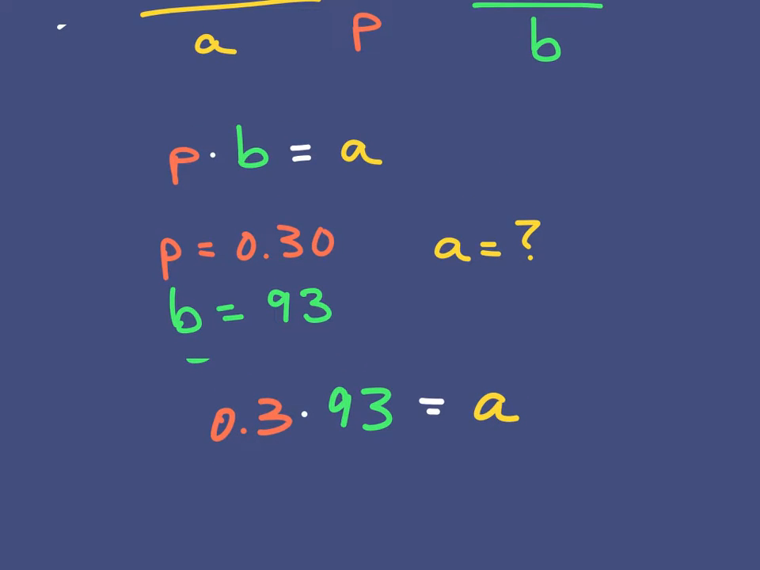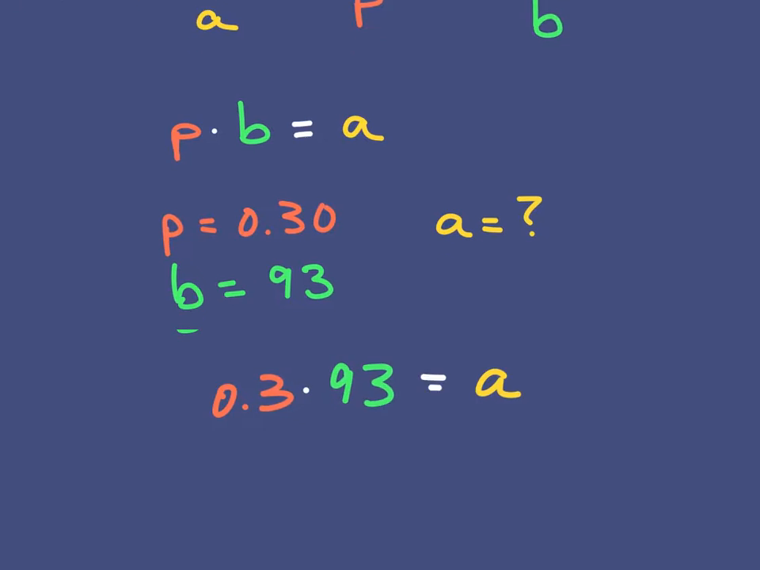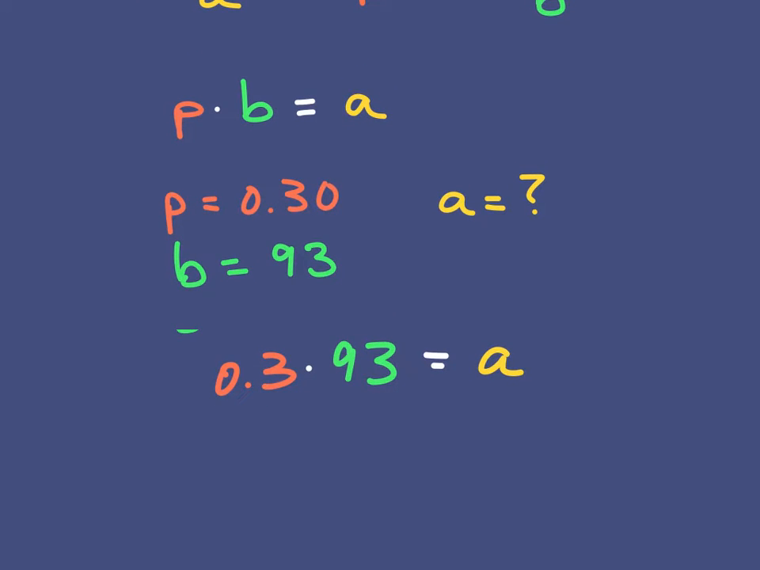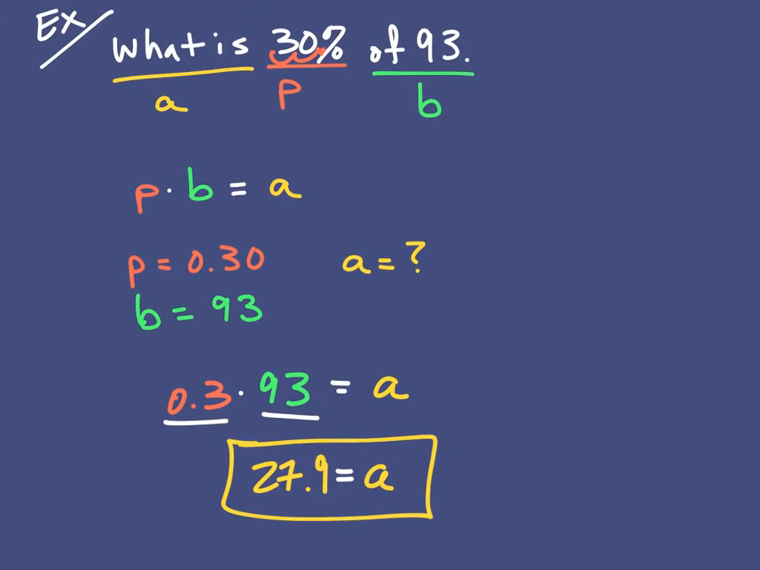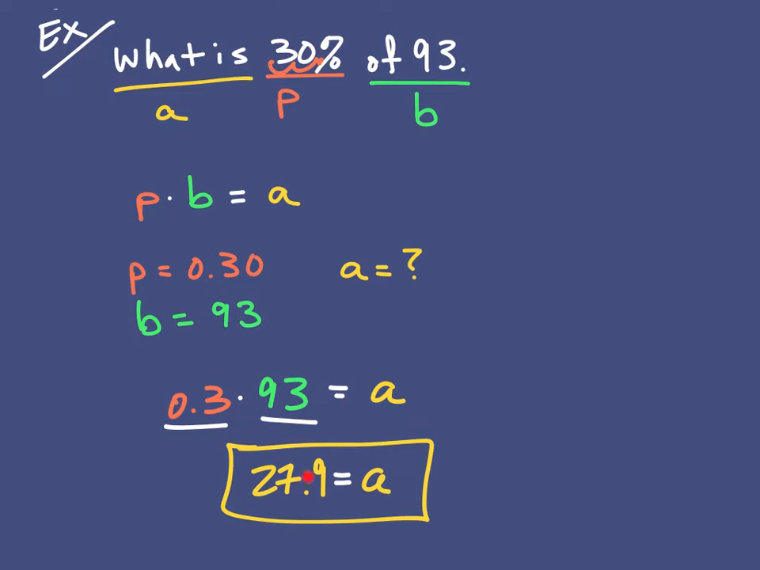You're going to want to use a calculator for this. All we're doing is simply multiplying 0.3 by 93, and that gives us our A value. So we get that our A value is equivalent to 27.9, and that's our answer. So what we can say is that 27.9 is 30% of 93.